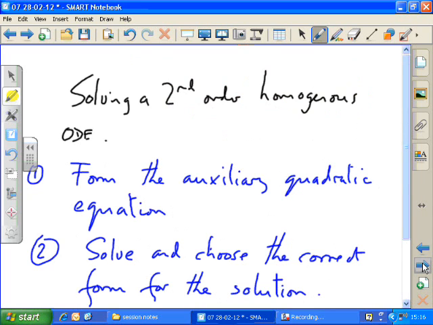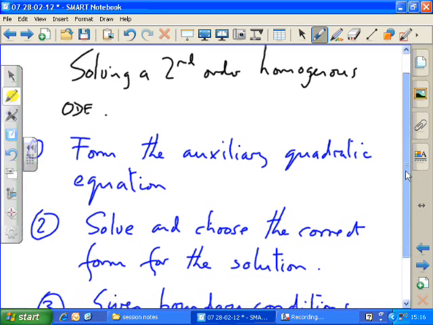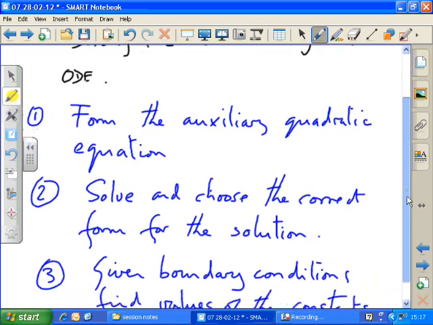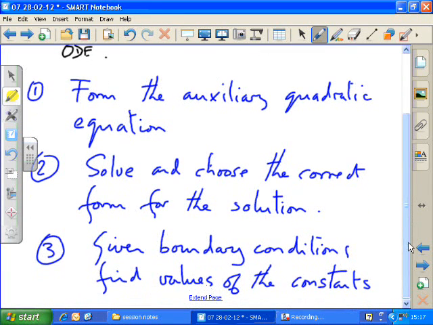Okay, how do we do it? Here are the steps that I'm hoping you're going to become familiar with over the next few weeks for solving a second order homogeneous ordinary differential equation. 3 steps to follow. 1, form the auxiliary quadratic equation.